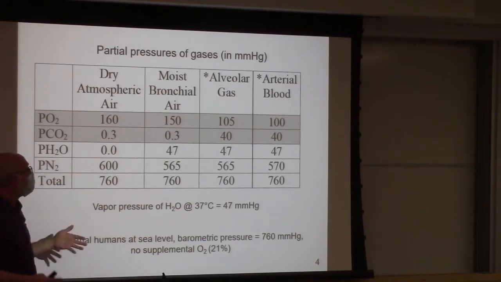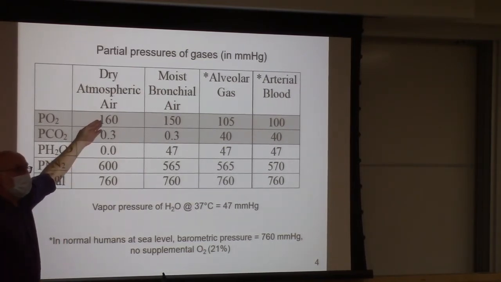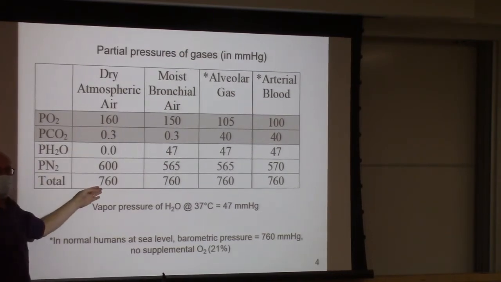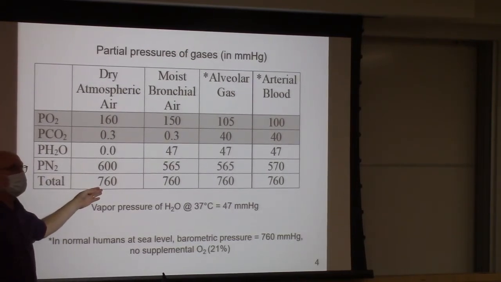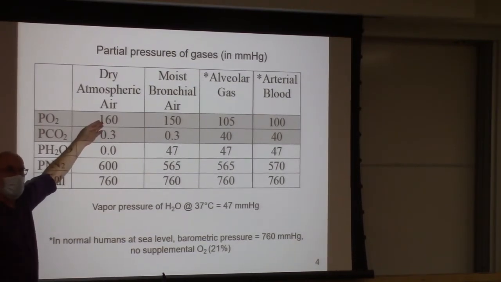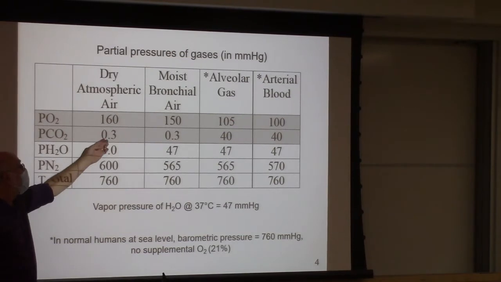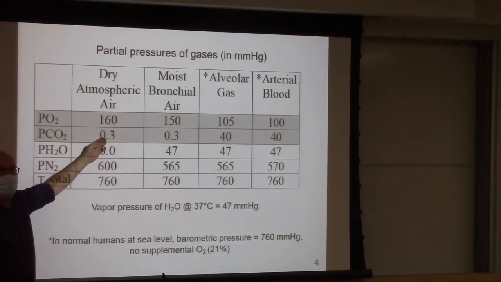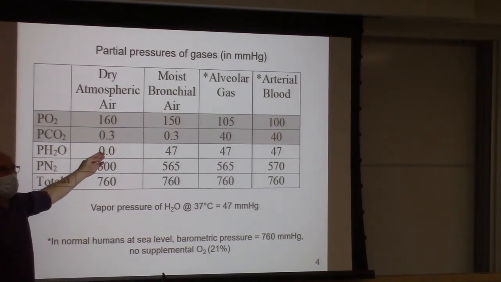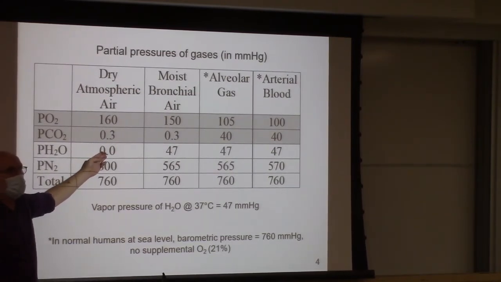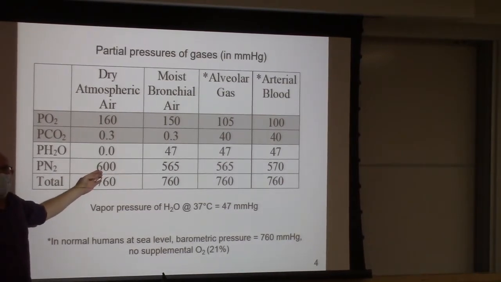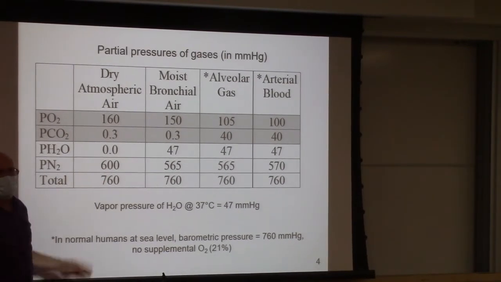So the partial pressure of oxygen in air is 160, 21% of 760. That's the partial pressure of oxygen in air. That's the partial pressure of carbon dioxide in air. That's the partial pressure of water vapor in dry air. That's the partial pressure of nitrogen in air. Okay, so this makes sense, and it adds up to 760.